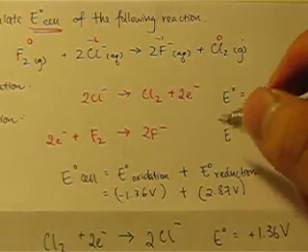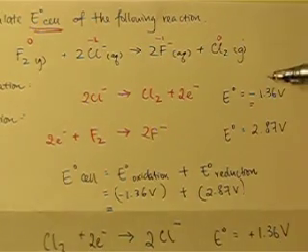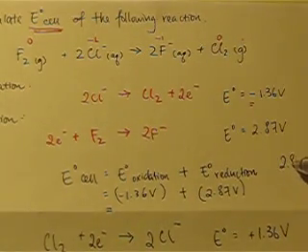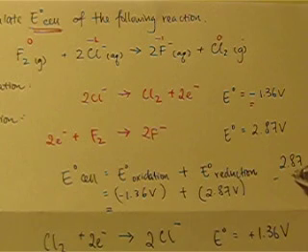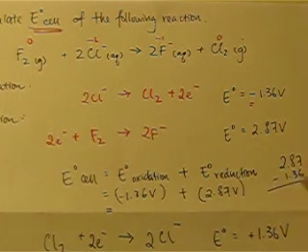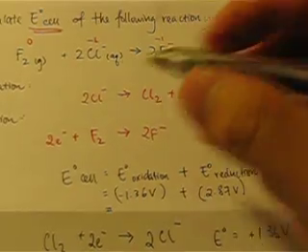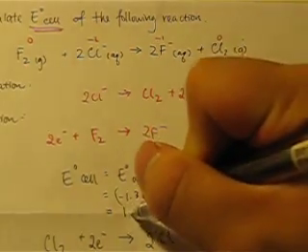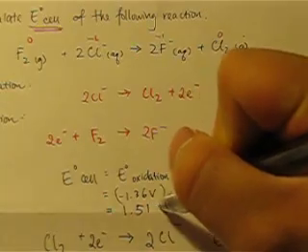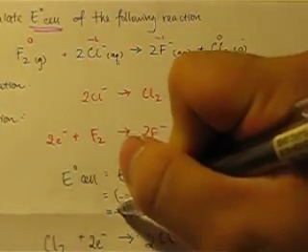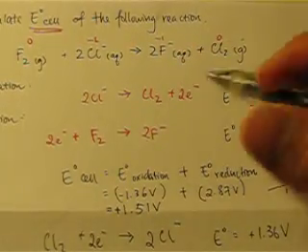And without using a calculator, you should be able to figure this out. So just do it very quickly. So the answer will be 1.51 volt positive, okay, for the E cell.